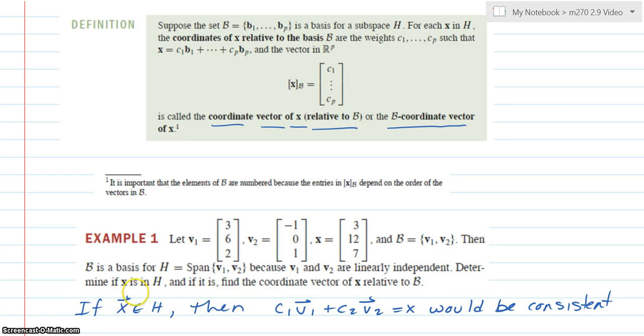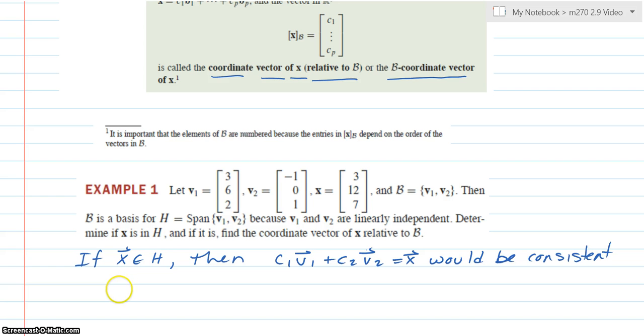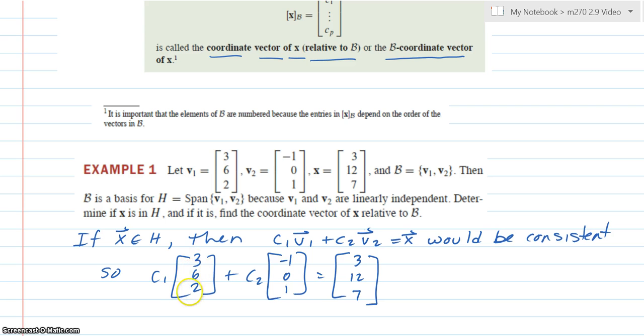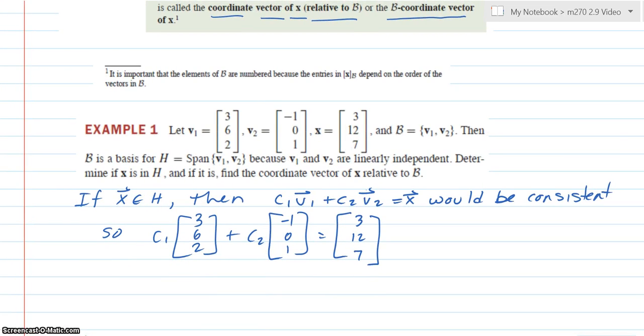So first we want to determine if X is in H. If X is in H, then the linear combination C1V1 plus C2V2 better equal X, and that equation would be consistent. So let's go ahead and write down what that is. We would have C1, and I just wrote down the V1 here, plus C2, I wrote V2 here, and the X. And that equation can be written as a matrix. To solve this, this would be the C1 and this would be the C2.